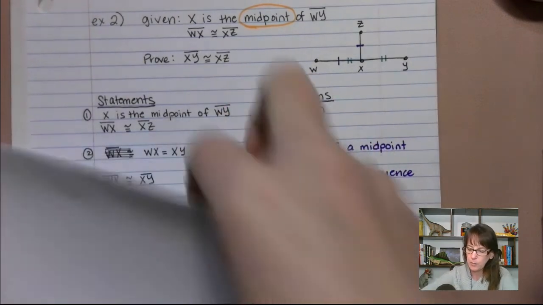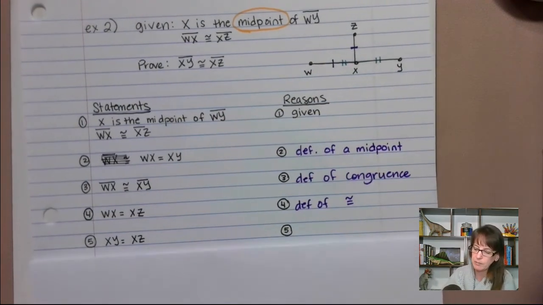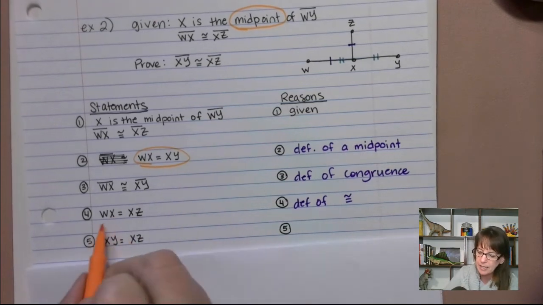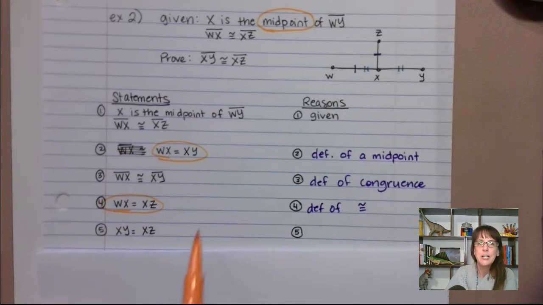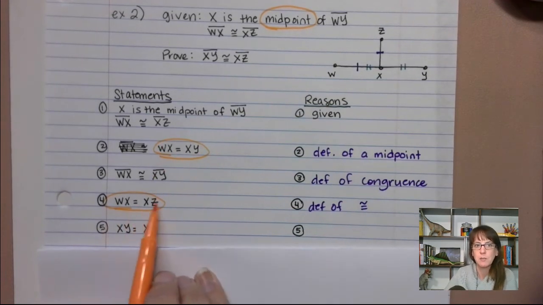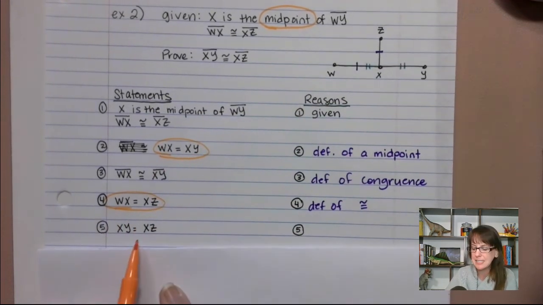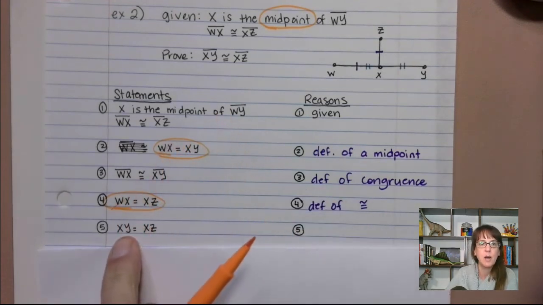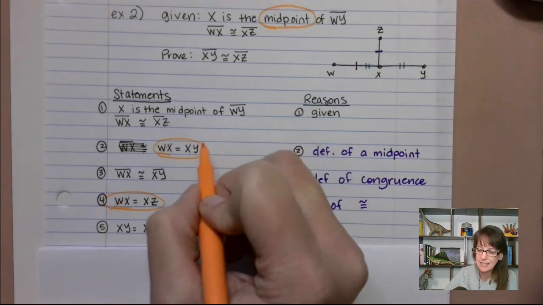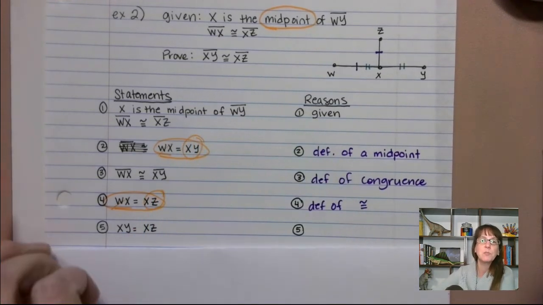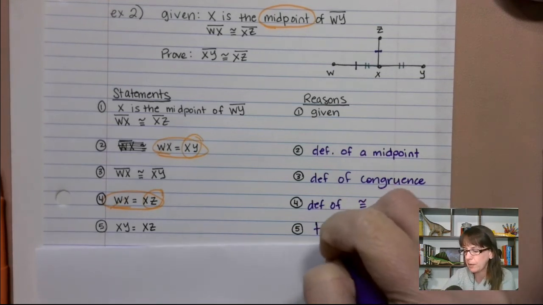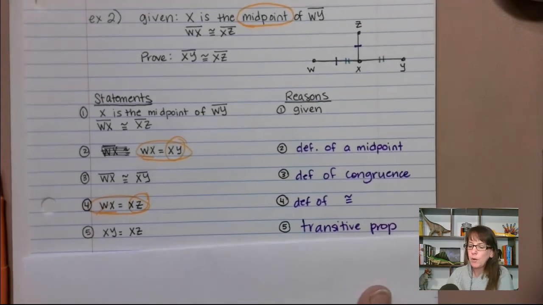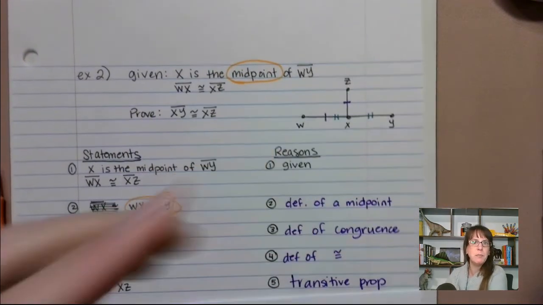Back up here, we have this guy right here. We've got WX equals XY, and then we have WX equals XZ. So you see WX equals garbage, WX equals garbage, then those two things equal each other, and that's exactly what we've just said here. We've cut out this middleman and we've said, hey, XY equals XZ. When we cut out that middleman, that's the transitive property.